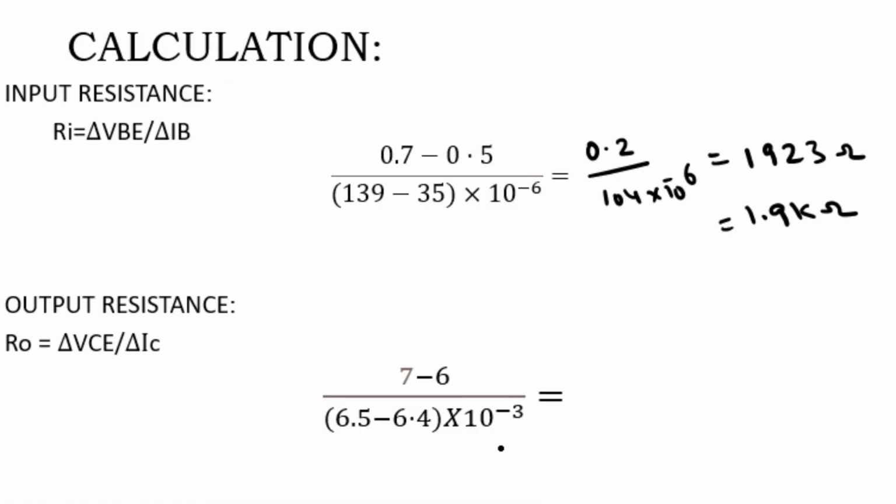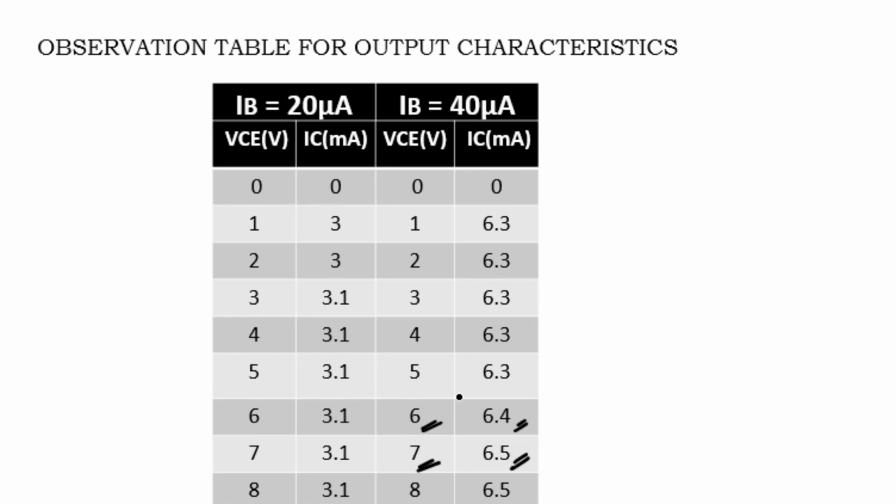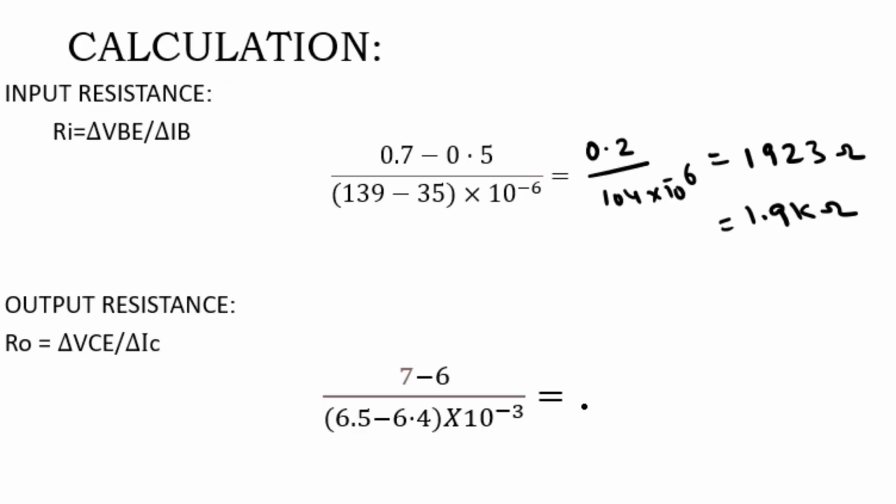Therefore 7 minus 6 is the change in voltage, by change in current. This current is in milliamperes. Now 7 minus 6 divided by 6.5 minus 6.4 into 10 power minus 3. 7 minus 6 is 1, so 1 by 0.1 into 10 power minus 3. You can find the value equal to 10,000 ohms, which is equal to 10 kilo ohms. You can observe input resistance is 1.9 kilo ohms, output resistance is 10 kilo ohms.